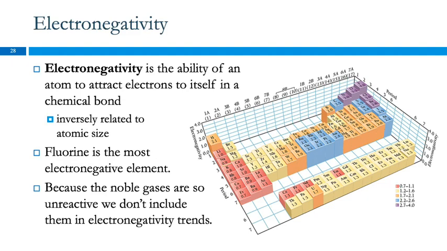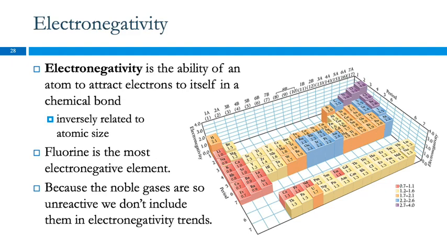And so we see that there is a trend, a periodic trend here. So here's another periodic trend. This one is inversely related to atomic size. So remember, atomic size, as you go across a period, the atoms get smaller. It's not what we would expect, but that's what happens. And as the atoms get smaller, the electronegativity gets larger. Going down a column, atoms get larger, electronegativity gets smaller. So these are values for electronegativity.